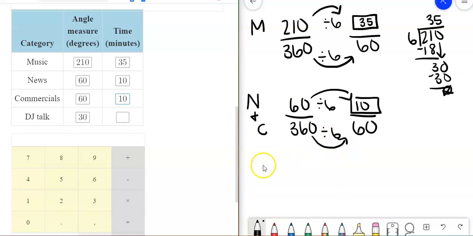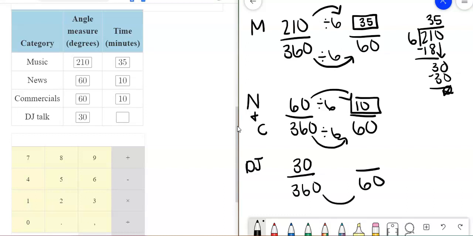And our DJ. So DJ is 30. So 30 over 360 out of 60 minutes. To get from 360 to 60, again, we're going to divide by 6. We're going to do that on top, and we get 5. Now, you could have looked and seen that the news and commercials were 60, DJ talk was 30, and that's half. So you might have just been able to halve it without actually having to do anything.